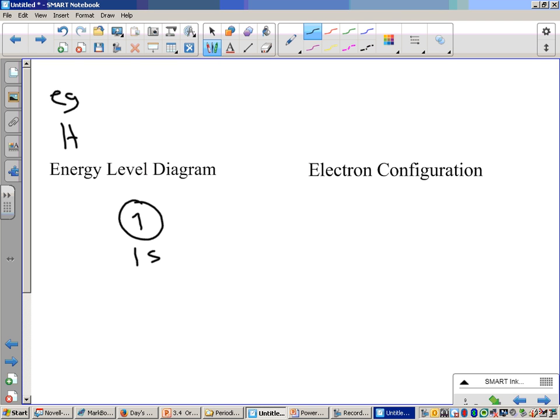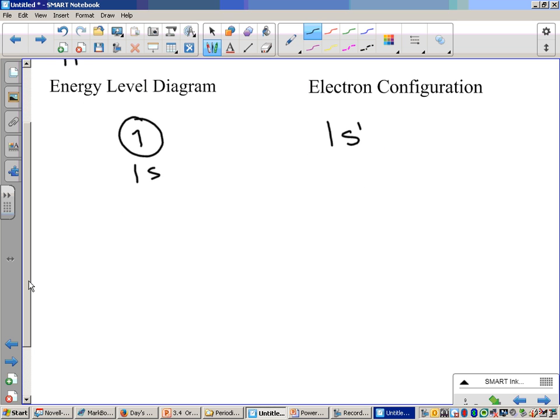It's the same thing. The electron configuration is really easy. Instead of drawing all this, we write it like this, 1s superscript 1, to represent the fact that there's 1 electron in the 1s orbital. All right? So if I keep going, let's do another example down here. You can keep your energy level diagram and your electron configuration going, and we will do next He.